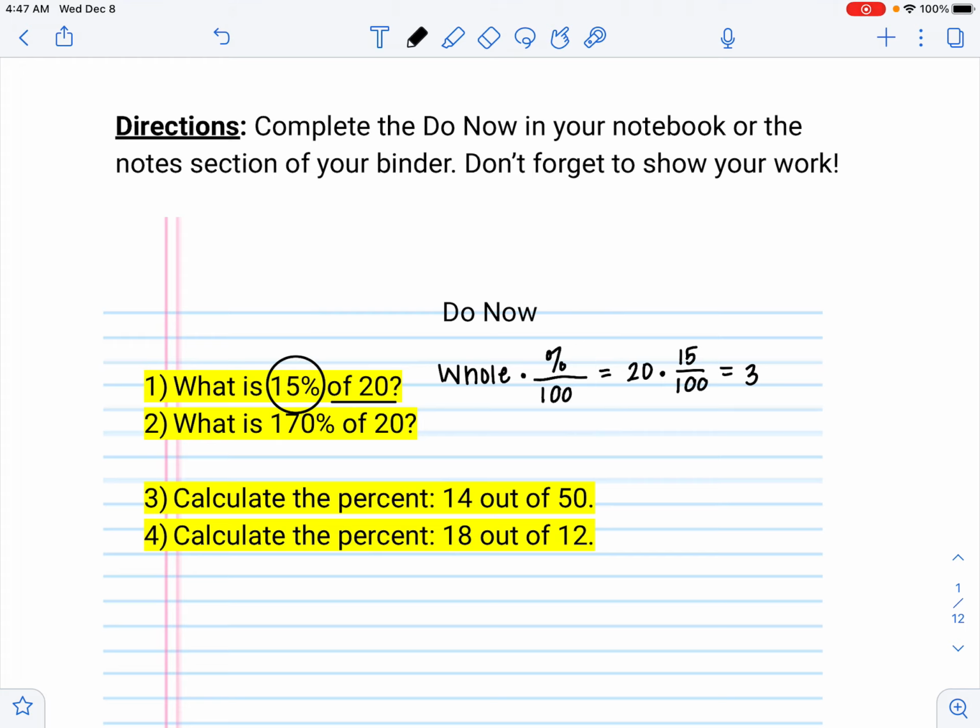Now, a question like number 3 is different because this time I know the part and I know the whole, and I need to calculate the percent. So I'll want to divide part by whole, and can't forget the times 100, is equal to percent. So in this case, 14 divided by 50 times 100, which is equal to 28%.